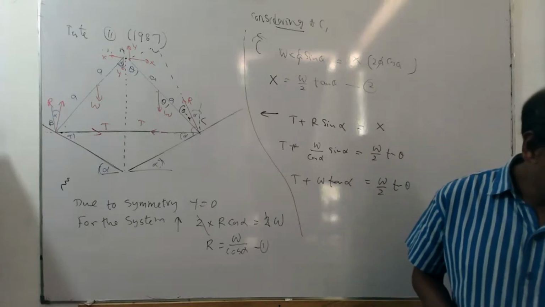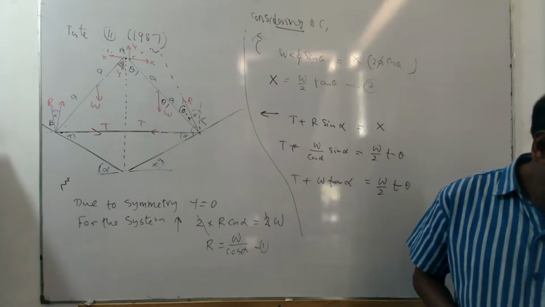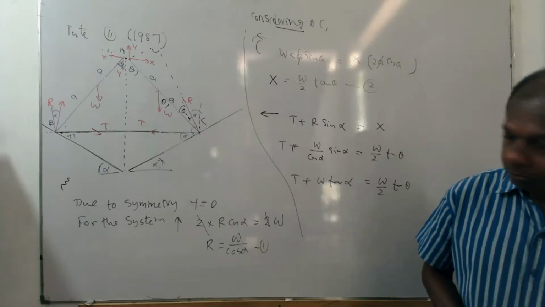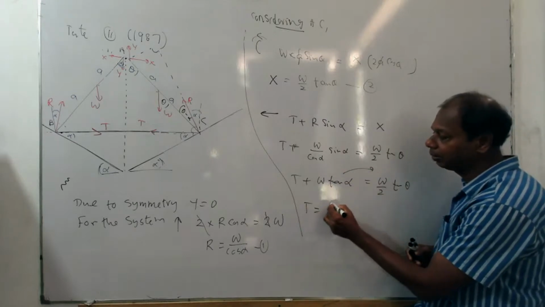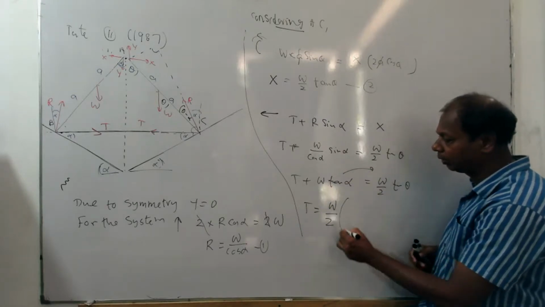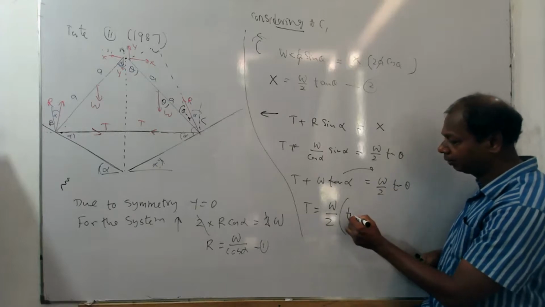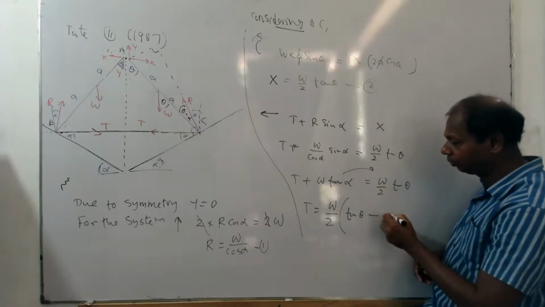T plus W tan alpha equals W over 2 tan theta. The answer is: you have to take W over 2 out. Take this to the other side and at the same time take W over 2 out. So T equals W over 2 into (1 over tan theta minus 2 tan alpha).